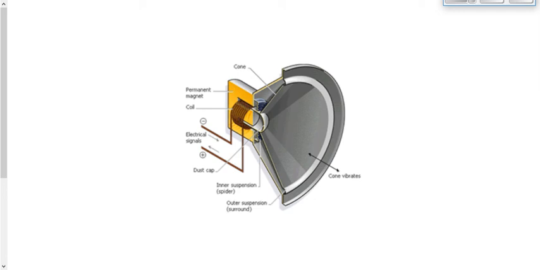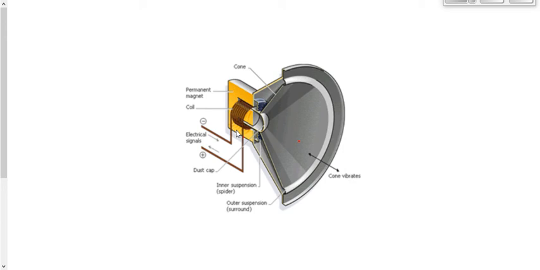Look at what's going on here, guys. We got electrical signals going through this wire. It goes around this, looks like a loop of wire, a coil of wire there. And then what's going on? Oh, you got a permanent magnet that surrounds it. And then you have this cone that's attached to that. It's attached to this permanent magnet. And that cone is able to move. Well, how does that generate sound?